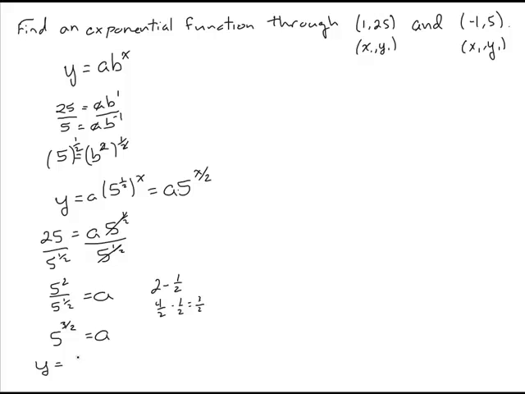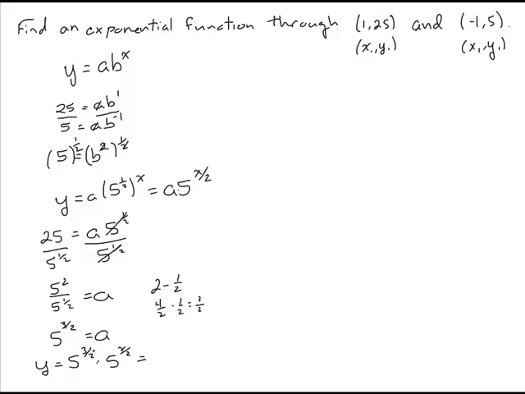So 5 to the 3 halves times 5 to the x over 2. Because these things have the same base, there's several different ways we could write it. Of course, we could write it in terms of square roots. Here's one way. Again, this is the correct answer. This is our exponential function. We graph this, we will get what we're looking for, and we'll take a look at that as well.